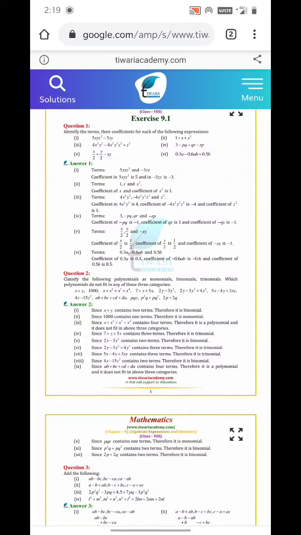And what is the coefficient of xyz square? What did I tell you, what is a coefficient? A coefficient is the constant value in front of a variable. So in front of the variable xyz square we have 5, so 5 is the coefficient of 5xyz square, and minus 3 is the coefficient in the case of zy. Simple. Let's take a look at the second example, 1 plus x plus x square.